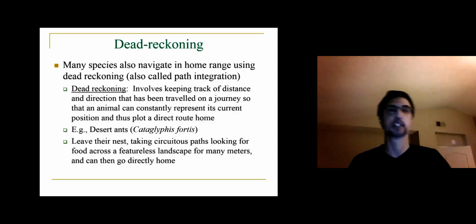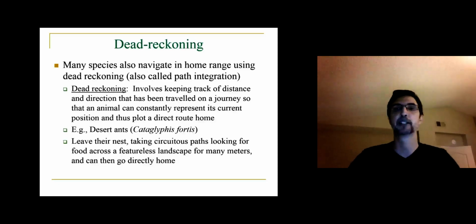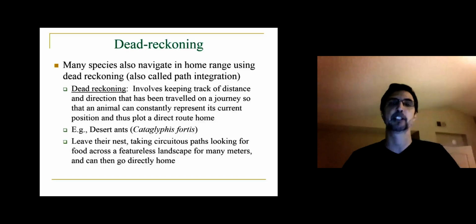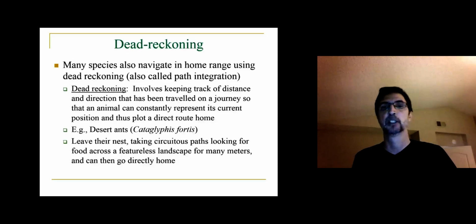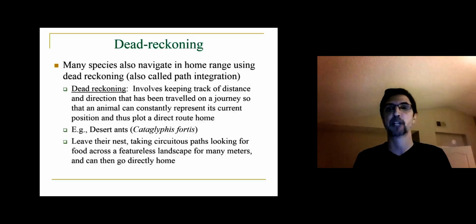Alright, I want to end with a discussion of what's called dead reckoning, a behavior that has been observed in many species, including insects. Many species also navigate in a home range using dead reckoning or path integration. Basically it involves keeping track of distance and direction information, right? Distance and direction that's been traveled on a journey, so that an animal is constantly aware of what it has to do in order to get back home.